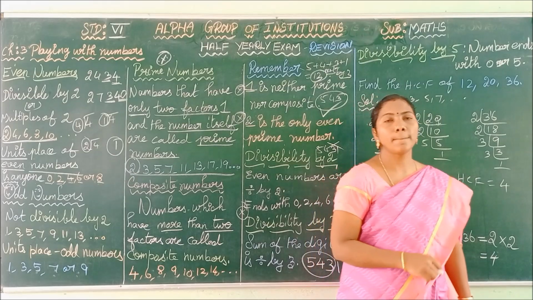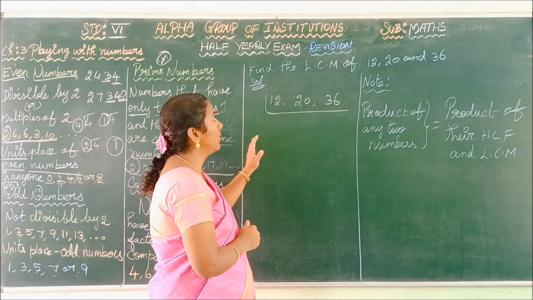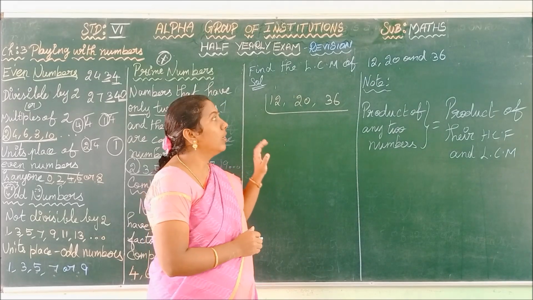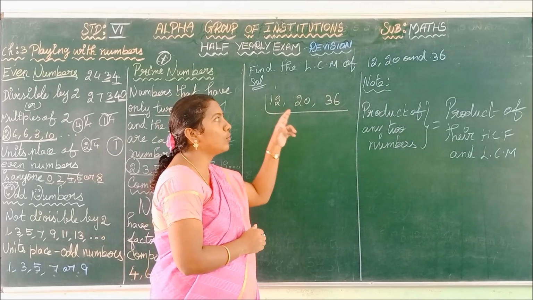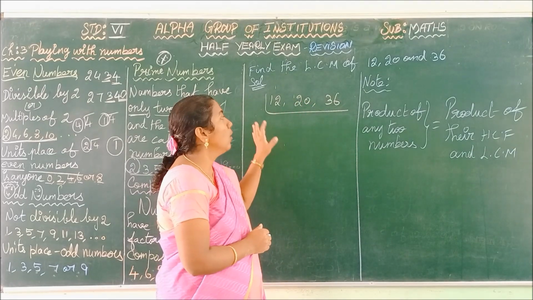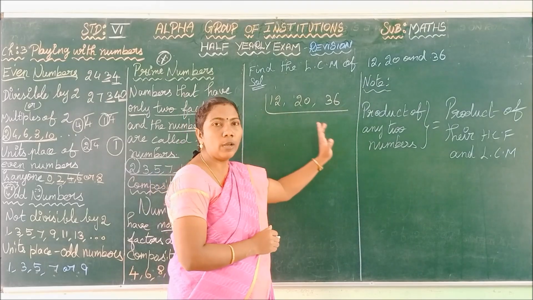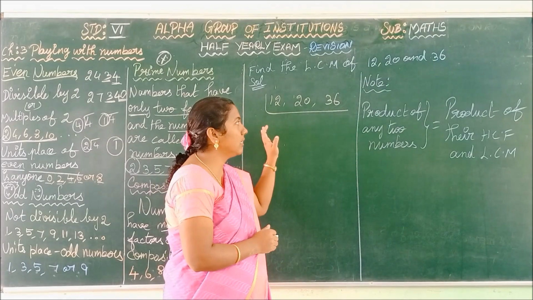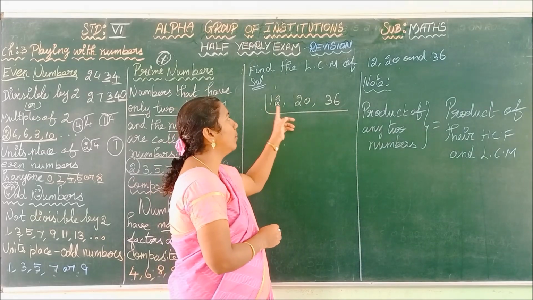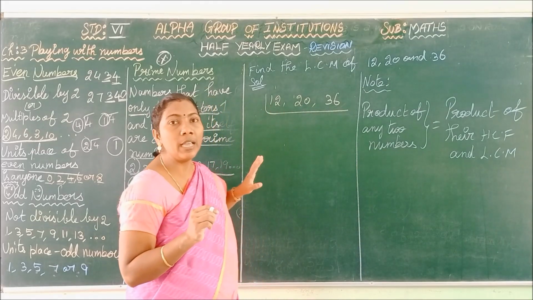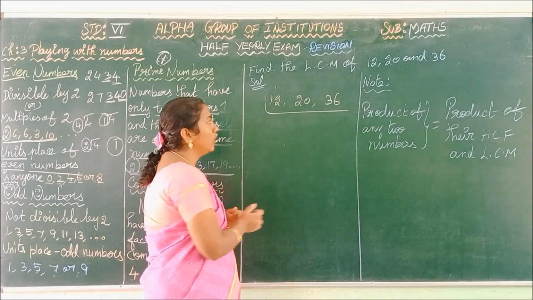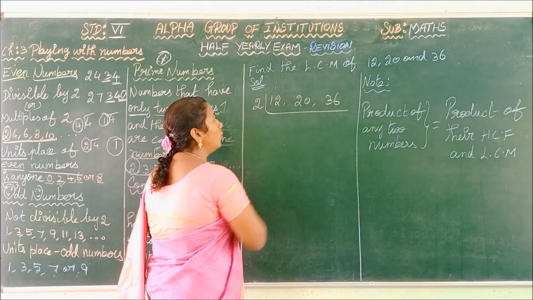It's clear, children? Next we are going to see LCM. What is meant by LCM? Least common multiple. Now we are going to find the LCM of 12, 20 and 36. How can we find the LCM of this? To find the LCM of the given numbers, we have to prime factorize the given numbers simultaneously. Further, you have to write the numbers like this, and you have to use only prime numbers to factorize. See here, all the numbers are even numbers, so we can use the table 2 to divide this.